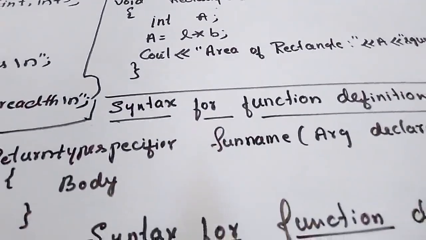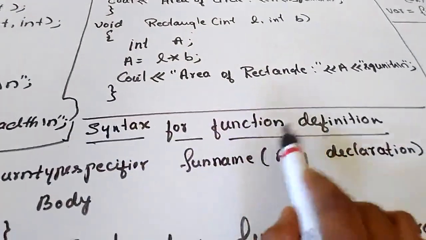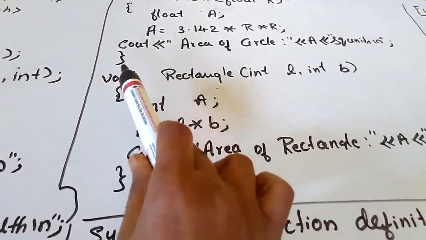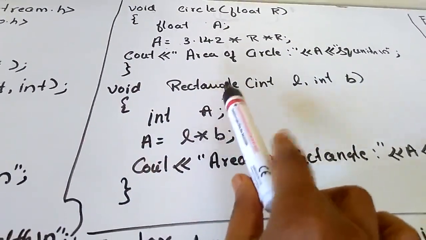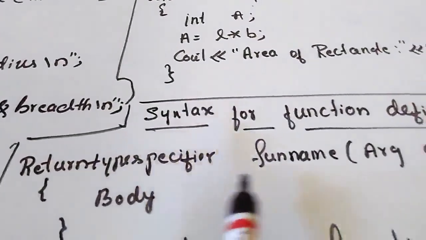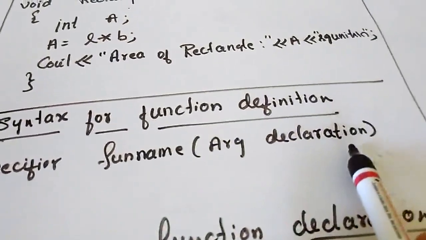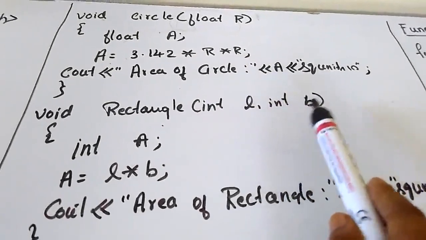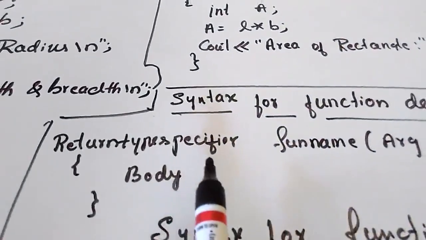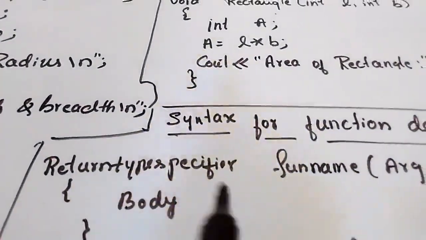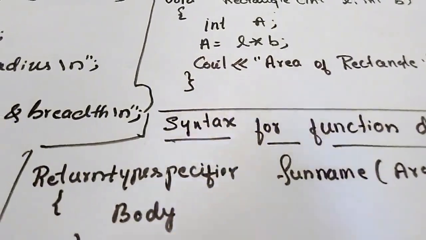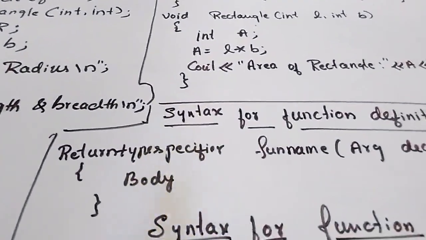Let us see the syntax here. Syntax for function definition. This is function definition, isn't it? Void means the return type specifier. Rectangle is the name of the function. Return type specifier, function name, argument declaration. Here int L comma int B is there. This is called argument declaration. Then the body of the function. You need to remember this. We already discussed these concepts last year. Again, I am repeating these concepts to make you understand easily.